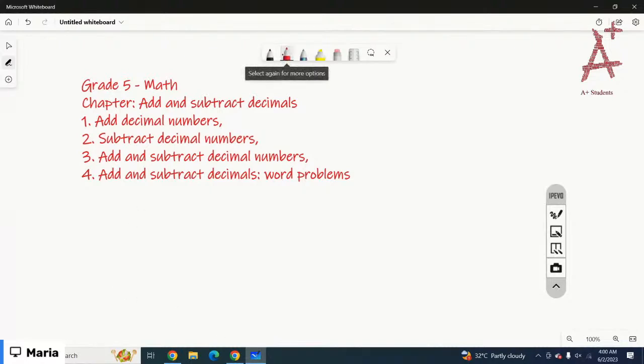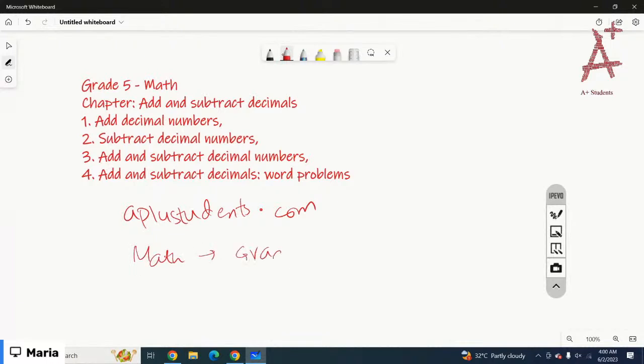So you can find all the lessons on aplusstudents.com. You have to log in there using your email address and password as provided by the administrator. Then you have to select math from the subject tab. Scroll down to grade 5 and then click on view all lessons. So there you can find a list of the chapters.